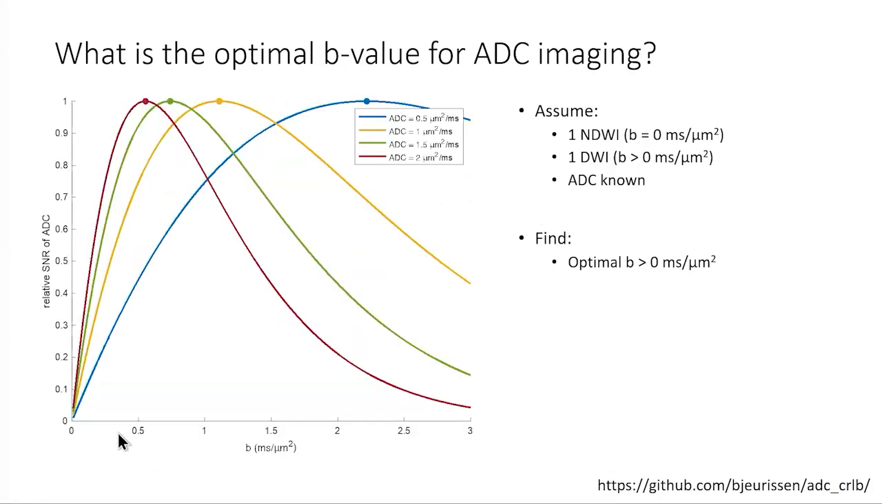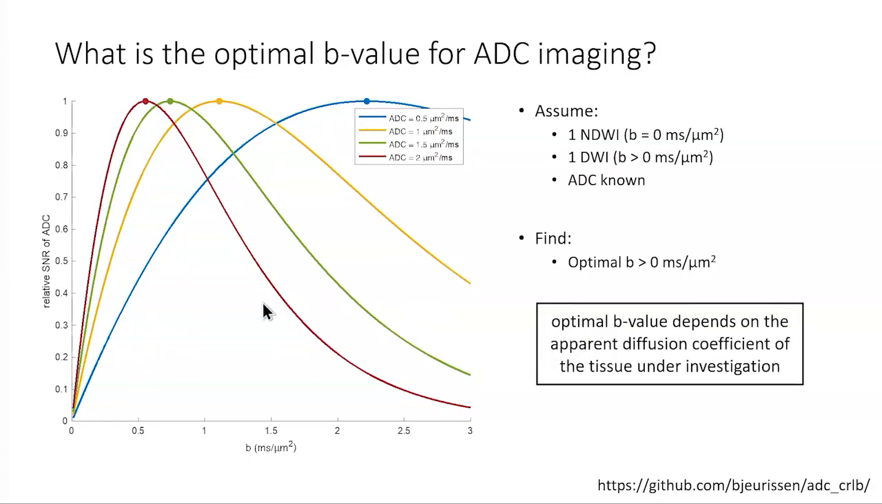So I've plotted that here in this graph. On the x-axis we have the b-value, and on the y-axis we have the corresponding relative SNR for ADC. And you can immediately see that the optimal b-value depends on the apparent diffusion coefficient of the tissue under investigation. So this means that if you move from brain imaging to imaging in another organ like muscles or heart, or if you move from in vivo to ex vivo diffusion MRI, you will probably have to adjust your b-value.